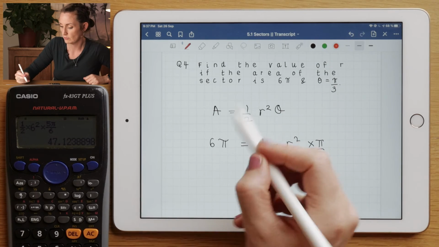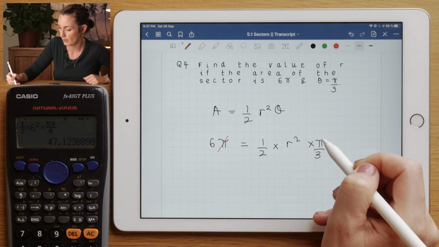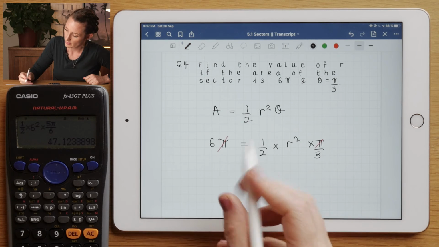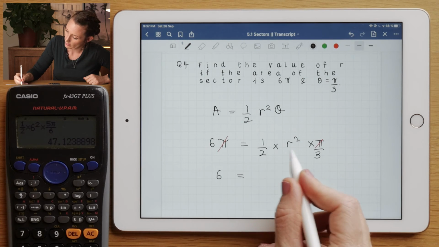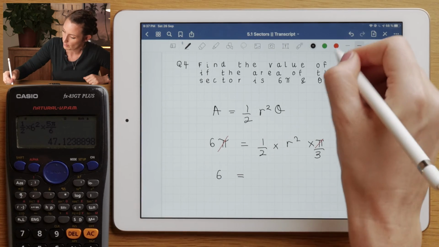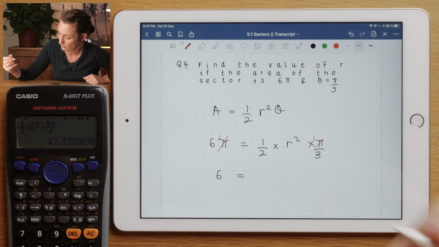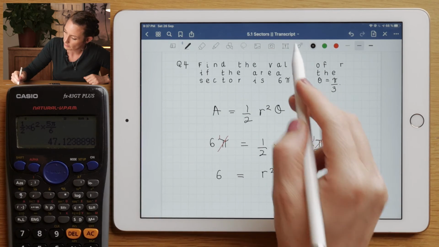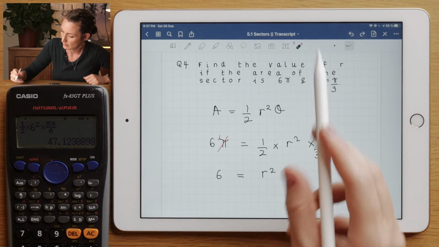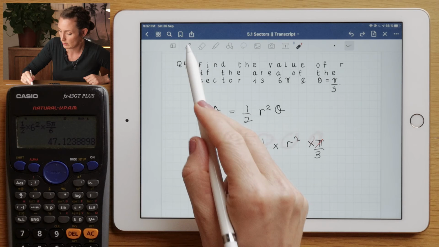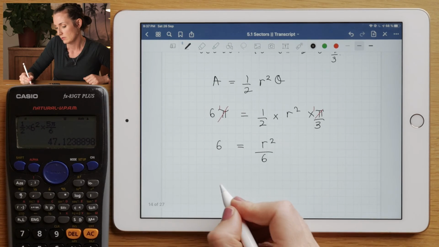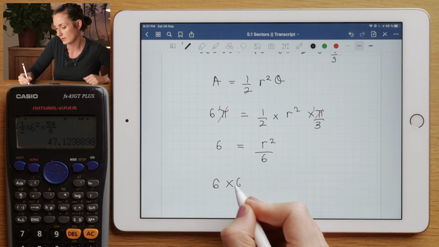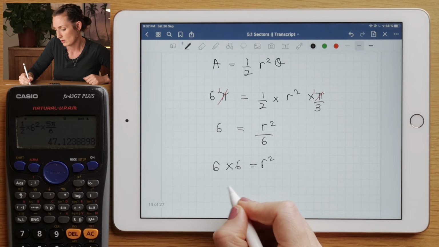Now the first thing I'm going to do to make it simpler is to cancel the pi on both sides. That will leave 6 is equal to a half times r squared times 1. Remember, when we cancel the pi, it's leaving a 1 behind. So on the top of that fraction, you'd have r squared, because you'd have 1 times r squared times 1, and on the bottom you'd have 6. So that would leave 6 times 6 equals r squared.